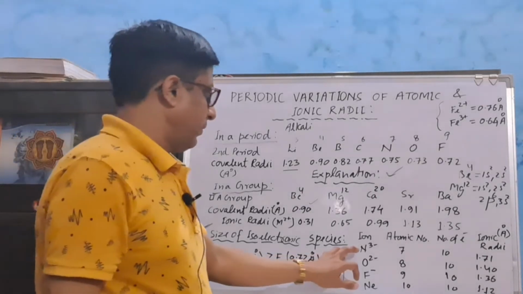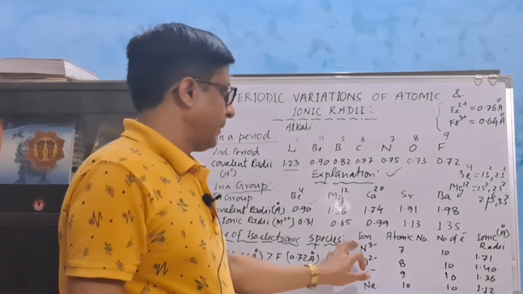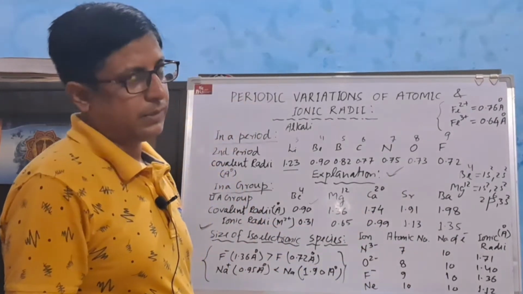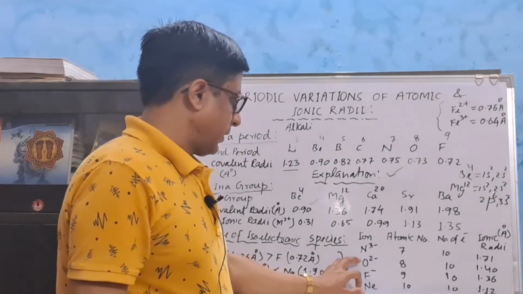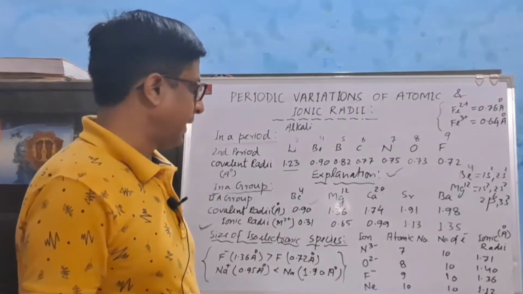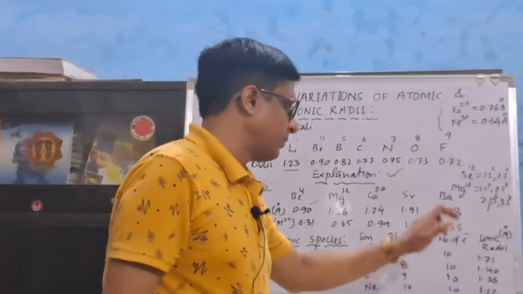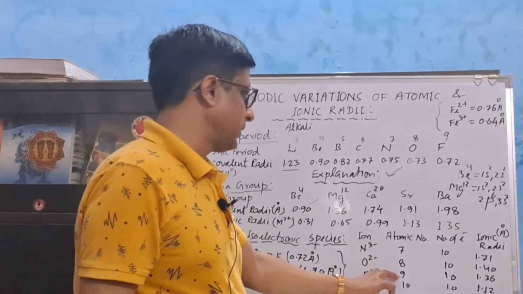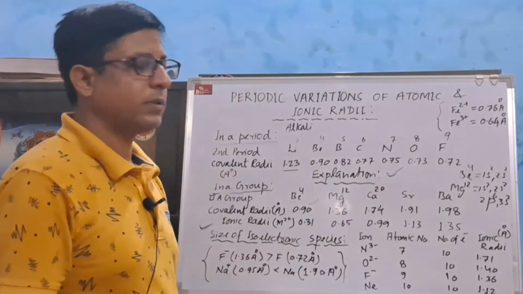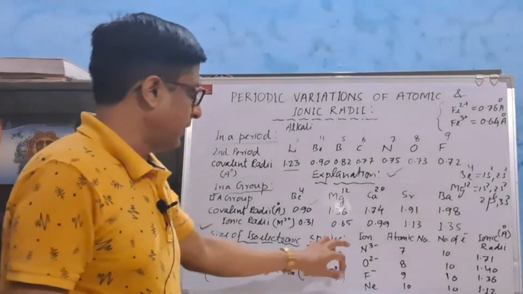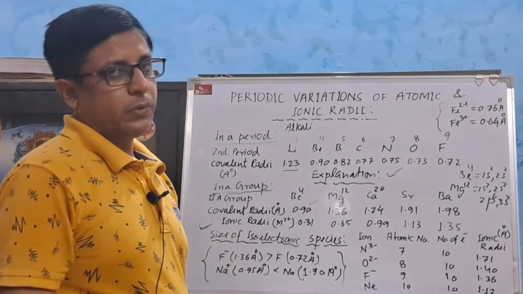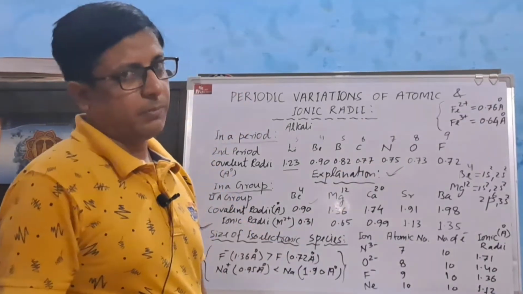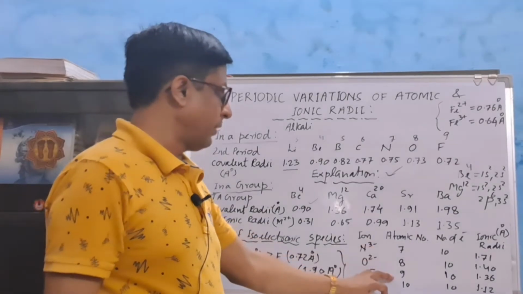For example, if we take nitride ion, its atomic number is 7 and number of electrons is 10. Again, in case of oxide ion, it has atomic number 8 but number of electrons is 10. Similarly, in fluoride ion, atomic number is 9 but number of electrons is 10. Thus, these are the isoelectronic species, since the number of electrons is the same but the atomic numbers are different.